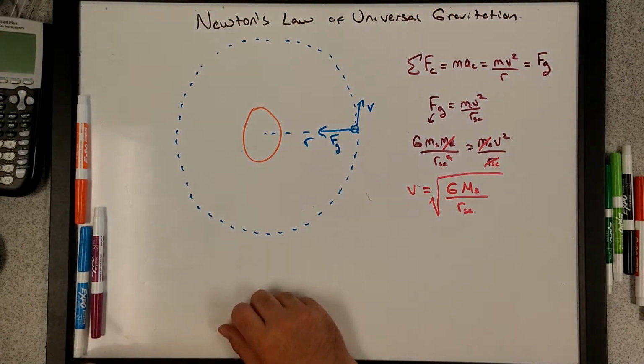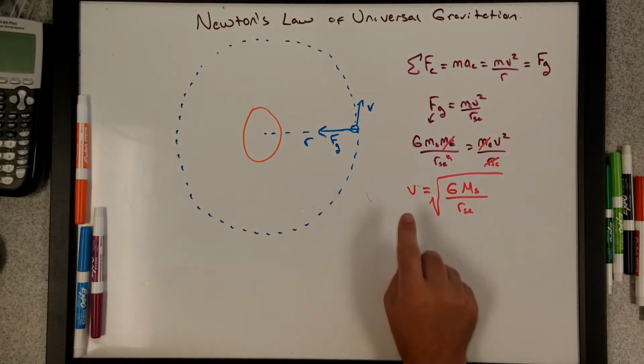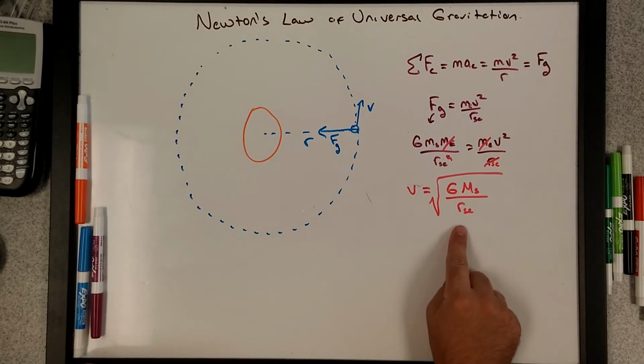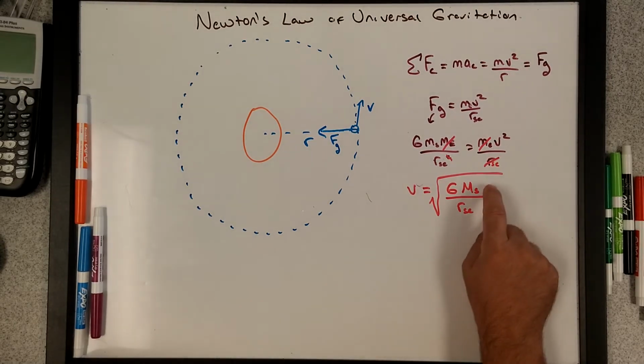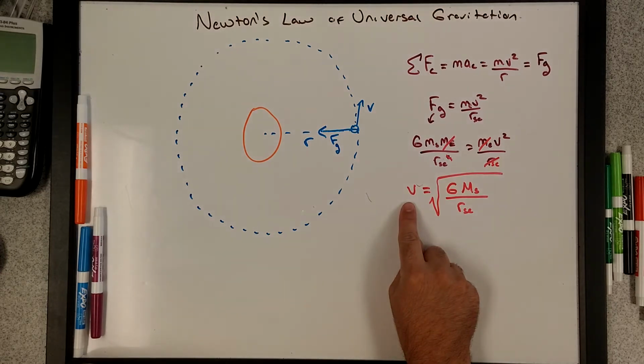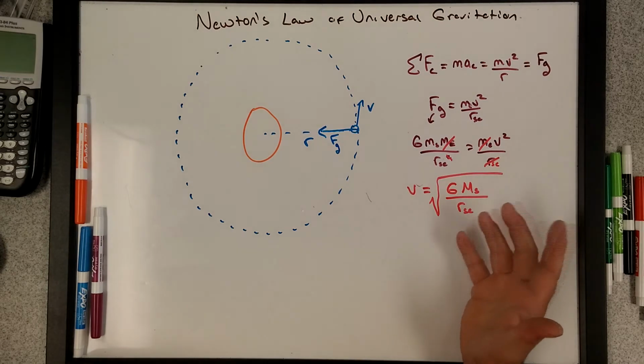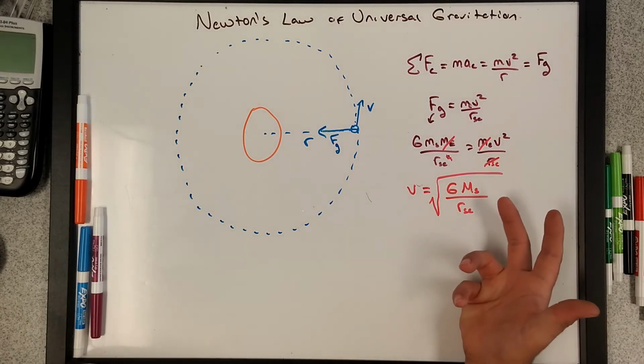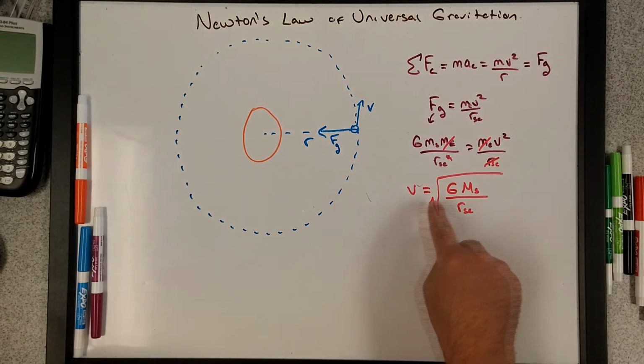Not a planet. That does mean, if we know how far away we are, and we know the mass of the thing that we're trying to orbit, we can determine how fast we need to be traveling so we can successfully orbit that thing. Does that make sense?